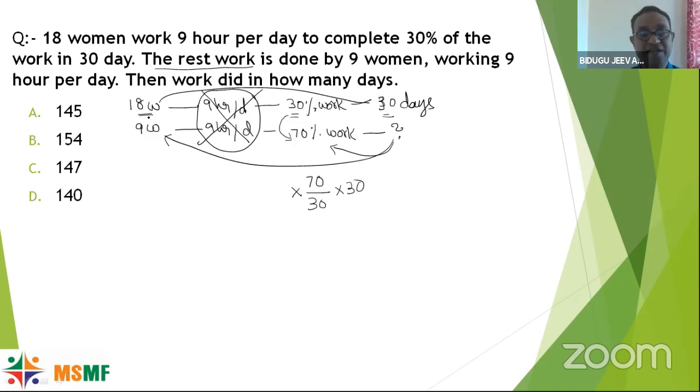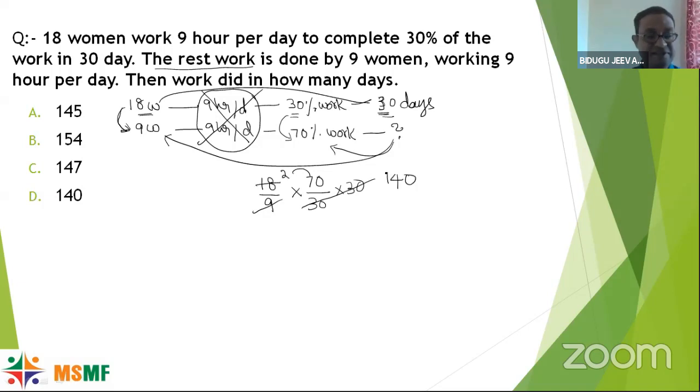I want to compare these two. 18 women can do the work in 30 days, right? With 9 women, manpower is reduced. They'll take more number of days. More in the sense, I'll write more by less. Now your calculations are simple, right? Clear? Clear? Answer is 140.